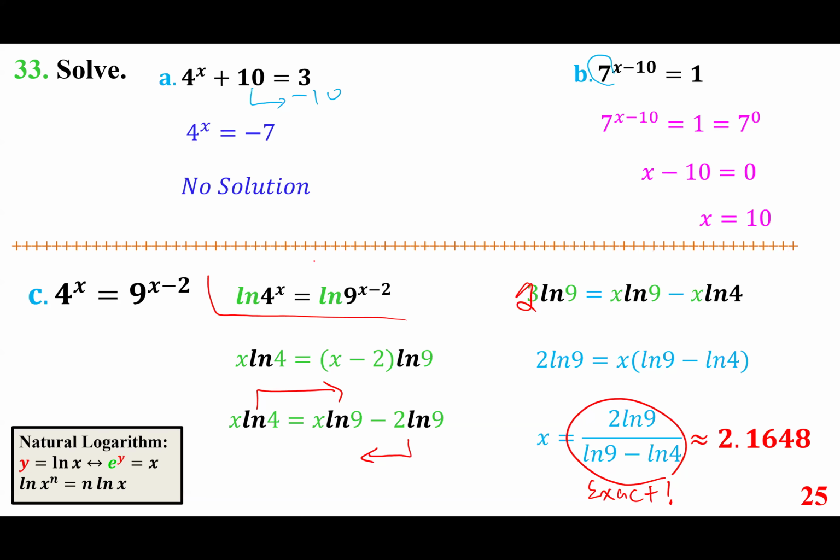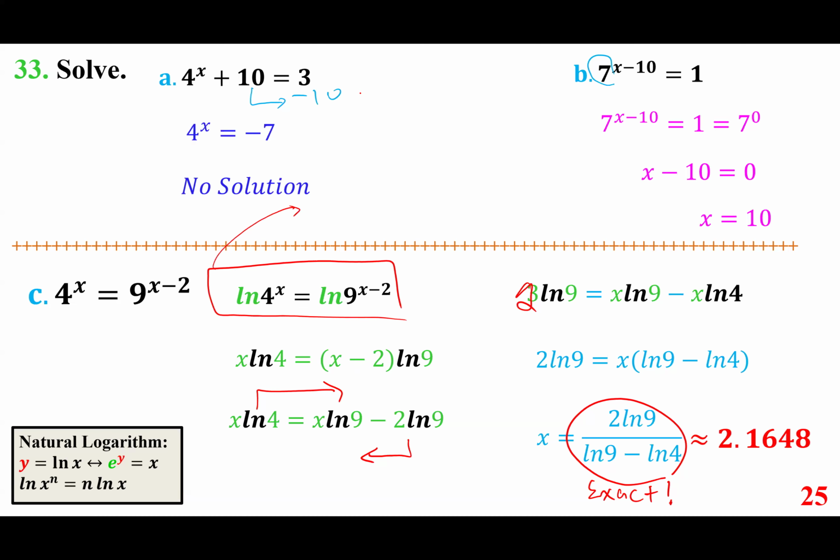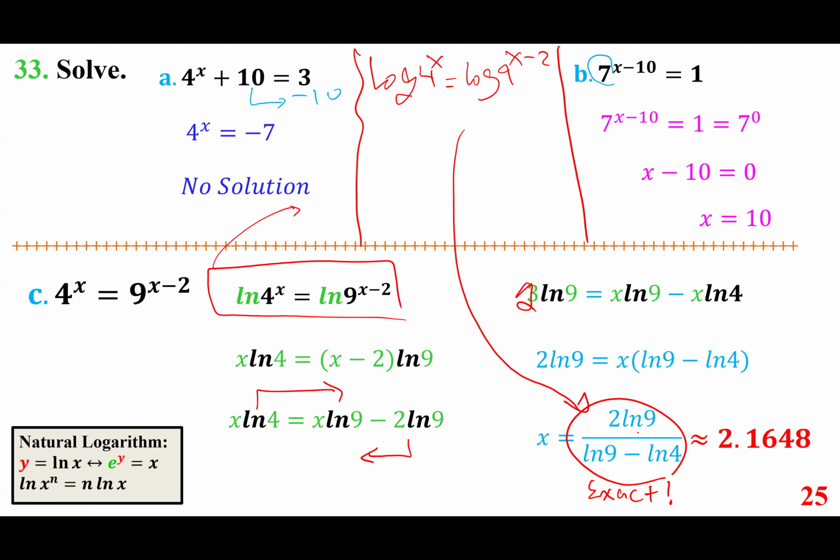Right here, if we said instead of natural log, let's take a common log. If we go through the process over here, ln changes to log. Same thing here, same thing. And you end up with the same answer, by the way.